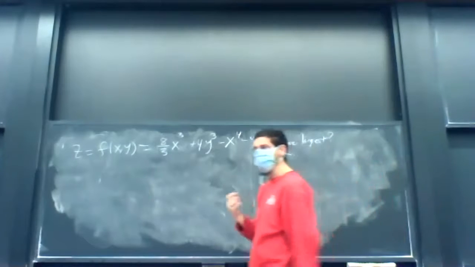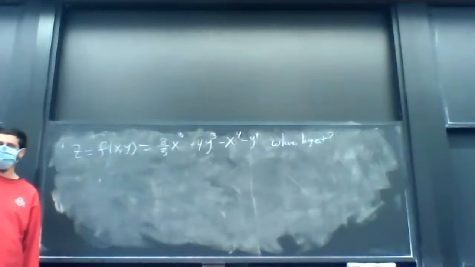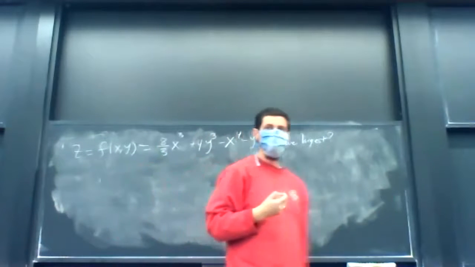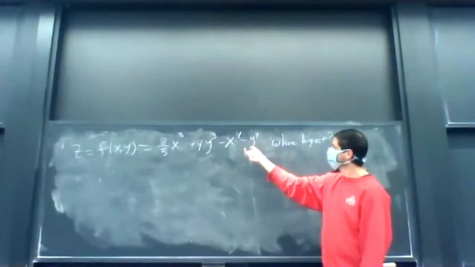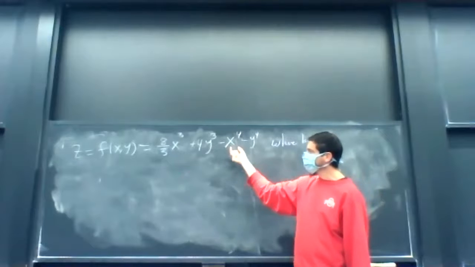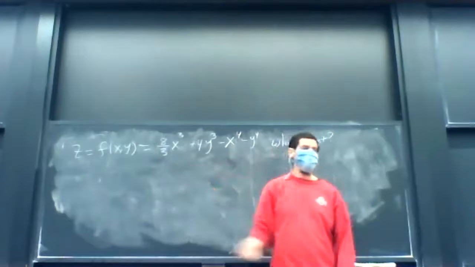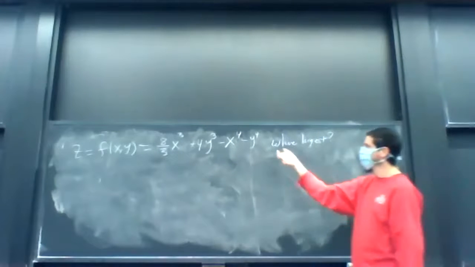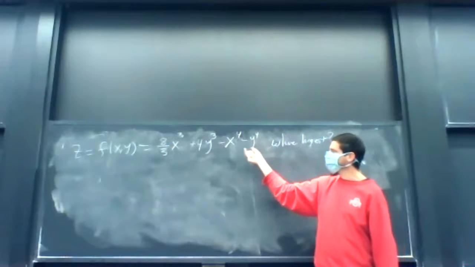So the first question is, is this well defined? Do you think this function actually has a place where it's largest? What happens as x gets very, very large? Yeah, negative x to the fourth is going to destroy the 8/3 x cubed. And it doesn't matter if x is positive or negative, negative x to the fourth is always going to be negative. So if x is very large, this beats that. And if y is very large, the negative y to the fourth beats that.